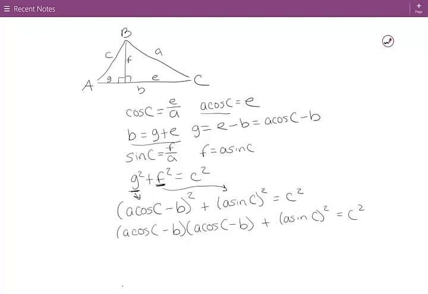Now we're using front, outer, inner, last. That looks like A squared cosine squared of C. That was front. Outer would be minus BA cosine of C. Inner, minus BA cosine of C, and last would be plus B squared. We're going to add it, so if I square A sine of C, that's just going to be A squared sine squared of C, and that's equal to little c squared.